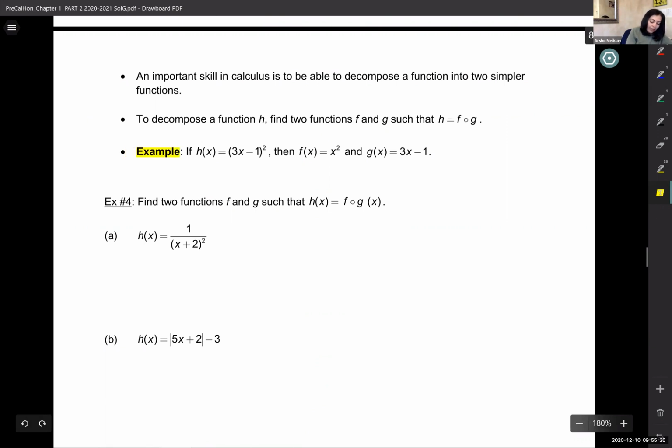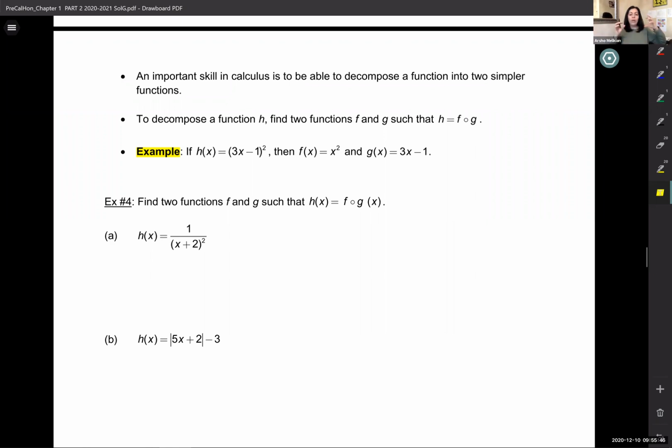You have h of x is equal to 3x minus 1 squared. You want to find two simpler functions that when you put one inside the other, you get h of x. The way I like to think of it is, look at h of x. Now pretend you zoom out, right? When you zoom out, there is always going to be this outer function.